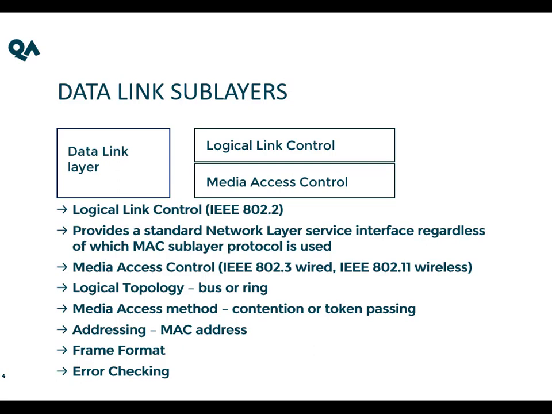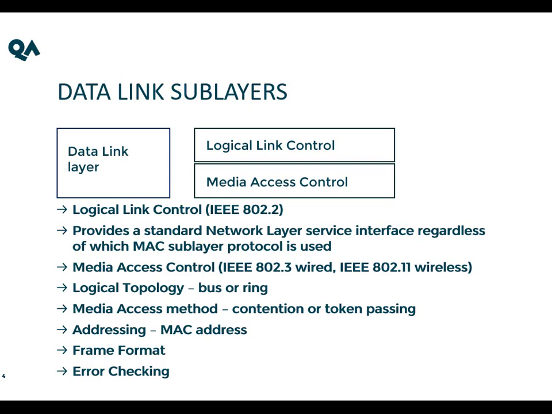What we also get at the sublayer level is the definition for our logical topology. We can have our devices set up in a bus, or we can have our devices set up in a ring. We'll have a look at that in a later bite-sized video. The media access method is also defined at the MAC layer, and this can be contention based such as Ethernet, or it can be token passing such as token ring. We also get the addressing defined at the media access control level, so that will be the MAC address that's assigned to our network interface.